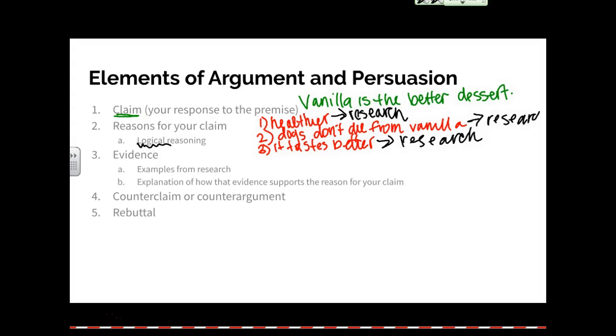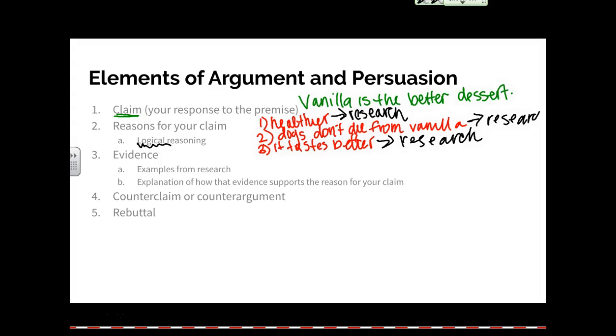Okay. The next aspect is a counterclaim. What's a counterclaim? Like an argument. Nate? It's when you disagree or argue against something and prove it with something. Yes, it's the opposing opinion.